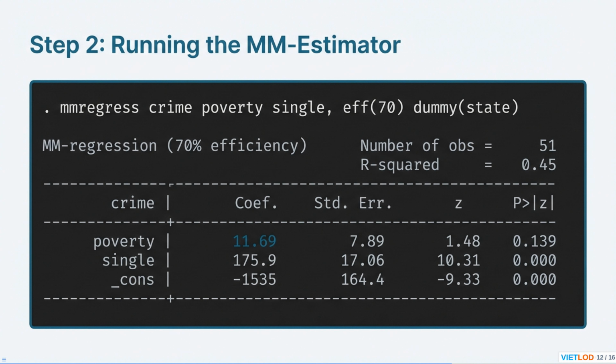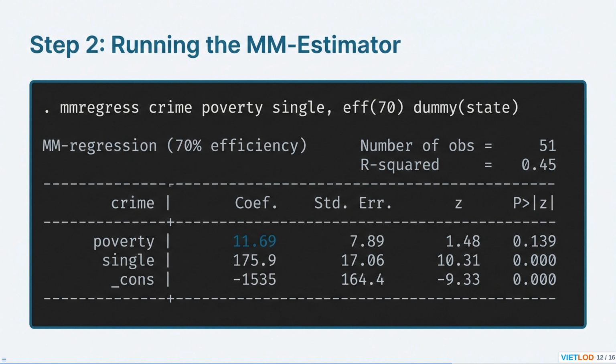The results show that the coefficient for single-parent households is 175.9 and is highly statistically significant. The coefficient for poverty is 11.69, but it is not statistically significant at conventional levels, with a p-value of 0.139. Running this command is like calling in a specialist. We've done the initial diagnosis, the plot, and now we're using a specialized tool, regress, to perform the main procedure, carefully setting its parameters, F70, for the best outcome.